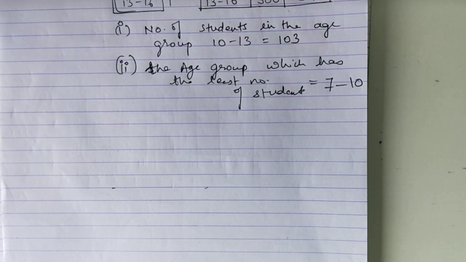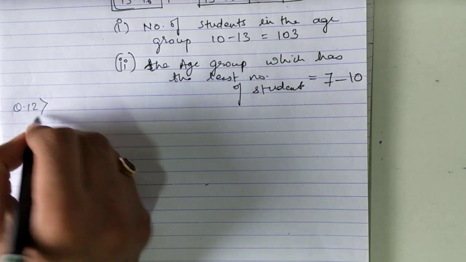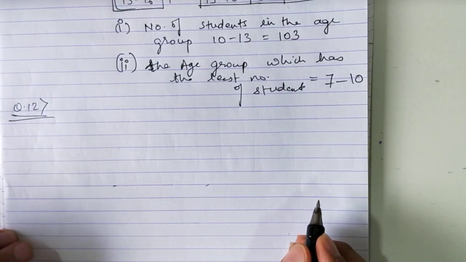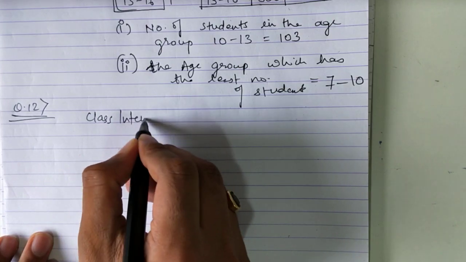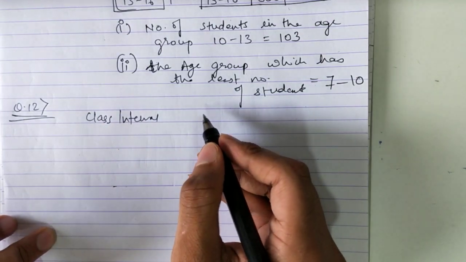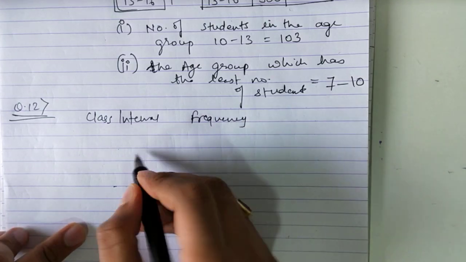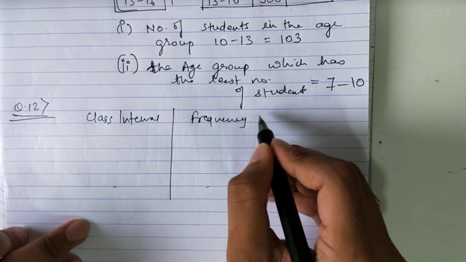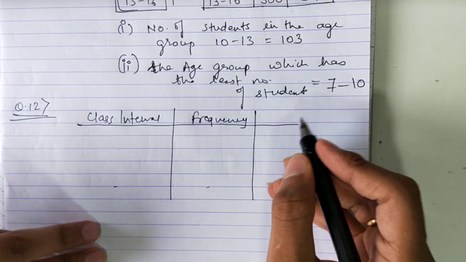So the last question of this exercise, question number 12. Very simple question. In fact, it's like just filling the blanks. You can even do it on your own. You must pause the video and try it on your own and check your answer. If you're getting the answer right, don't watch the solution of the sum. You can just forward it.